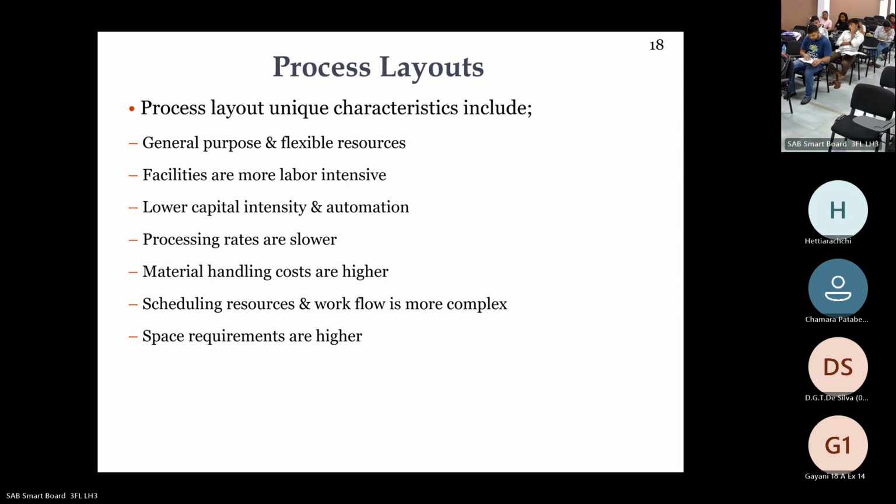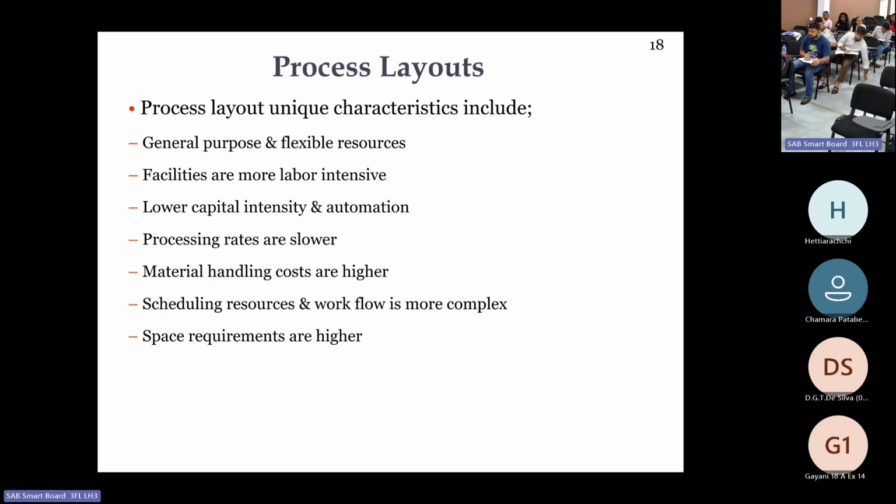That is more convenient. In a process-oriented layout, we see general-purpose and flexible resources, and such facilities are more labor intensive than automated, capital intensive ones. Labor intensive means more workers, more laborers are used. Lower capital intensity and lower automation. Processing rates are slower, which means the speed of production is slow.